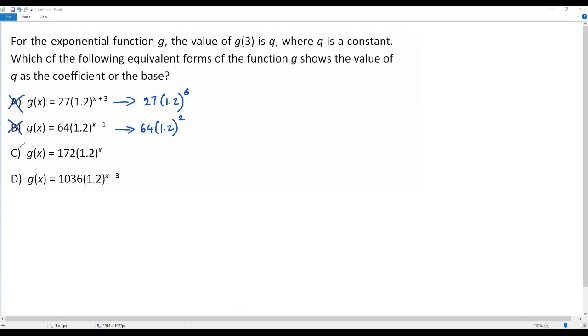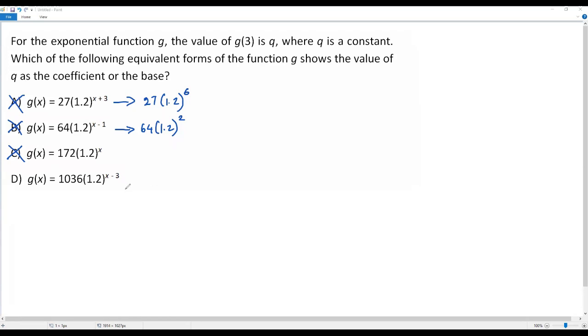And for the same reason, we can reject answer choice C as well, because when I take x equals 3 over here, a value greater than 1 is raised to the power of a positive integer. Its value will be greater than 1, and when it is multiplied by 172, the value will be greater than 172. So here in this function g of x, we don't get the value of q either as coefficient or base.